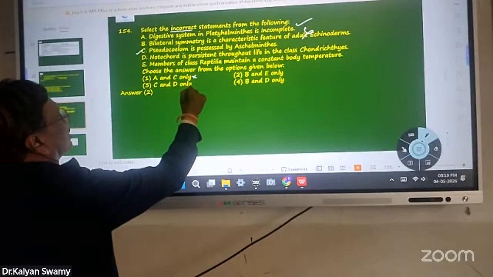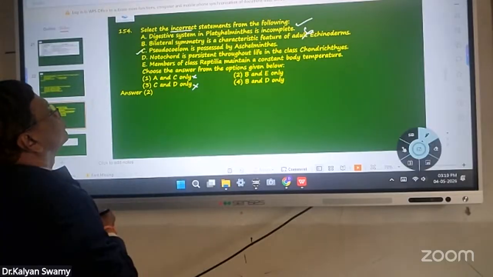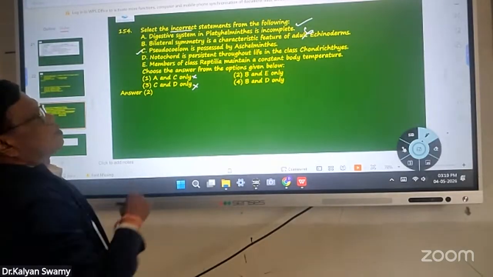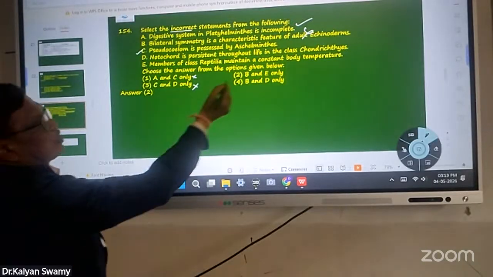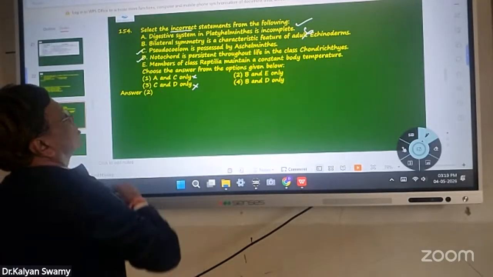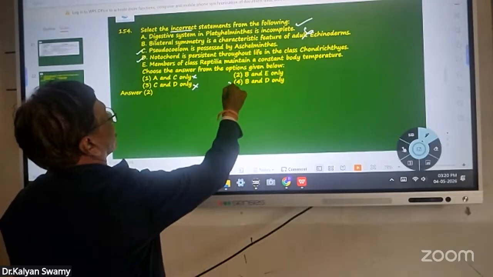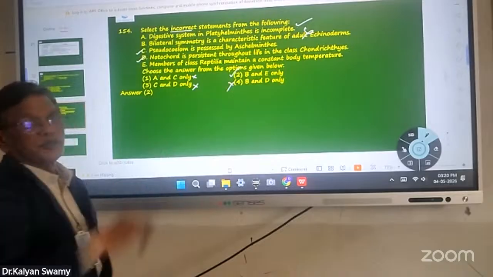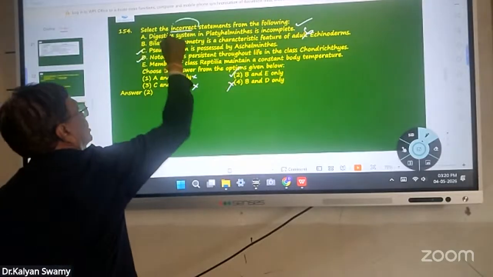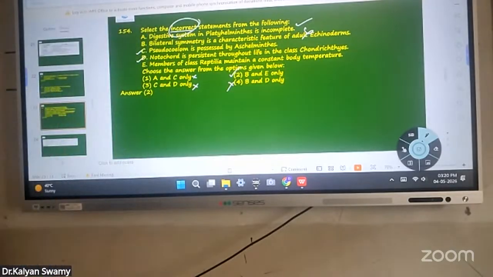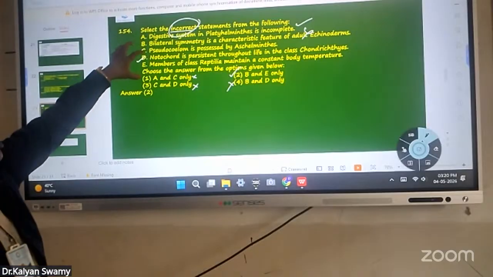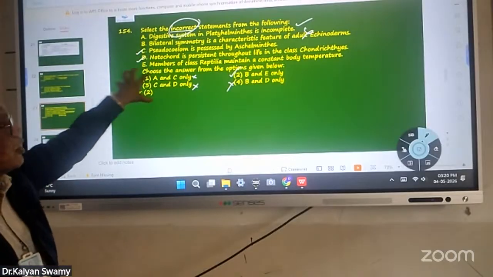See, here C is there. You can strike out this also. Notochord is present throughout the life in the chordates. This is correct. B should not be there. You can strike out the remaining one. Here, first you have to find this incorrect one. Means which are correct should not be there, which are incorrect should be there.